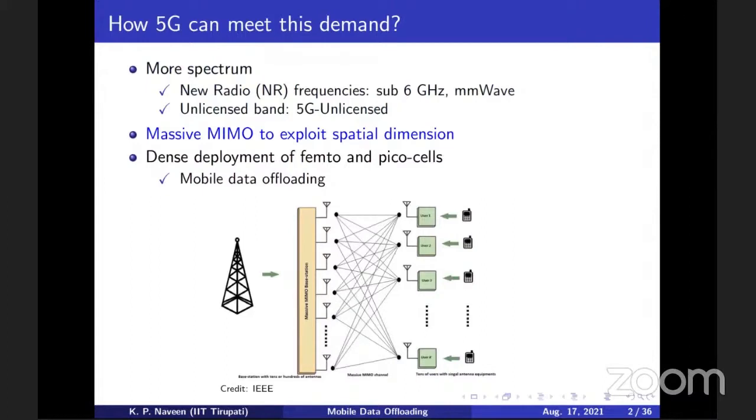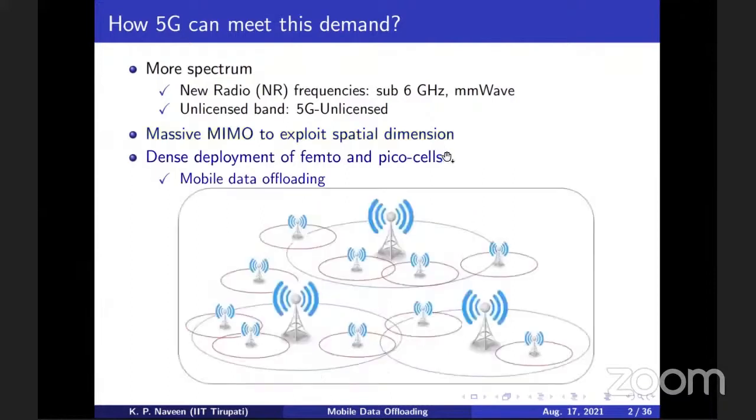So already the time and frequency dimensions have been extensively exploited. Now with massive MIMO, there is scope to increase the capacity by a few fold. We are talking about something like a 64 cross 64 antenna system, where easily up to 5-fold increase in capacity is possible. So this is another novel feature through which 5G attempts to meet this growing demand.